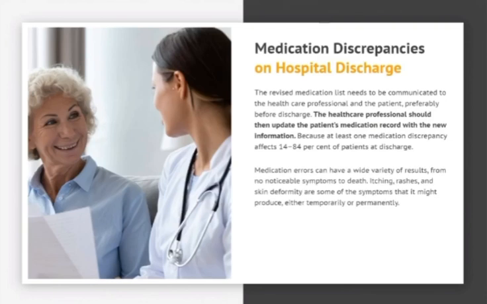The revised medication list needs to be communicated to the healthcare professional and the patient, preferably before discharge. The healthcare professional should then update the patient's medication record with the new information. This is important because at least one medication discrepancy affects 14 to 84% of patients at discharge. Medication errors can have a wide variety of results, from no noticeable symptoms to death. Itching, rashes, and skin deformity are some of the symptoms that it might produce, either temporarily or permanently.